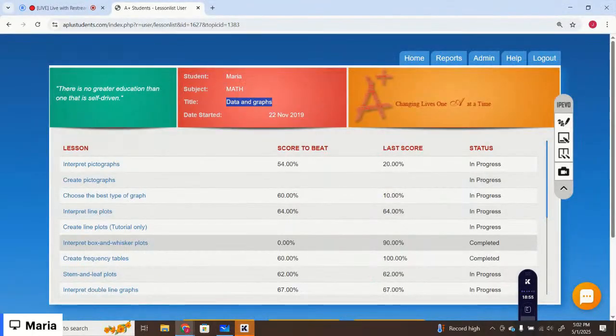So here I am on the grade 6 math. The chapter we are on right now is data and graphs. Let's just start with the lesson that is interpret box and whisker plots.